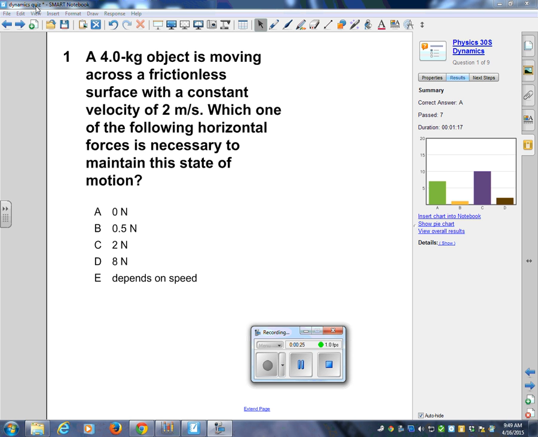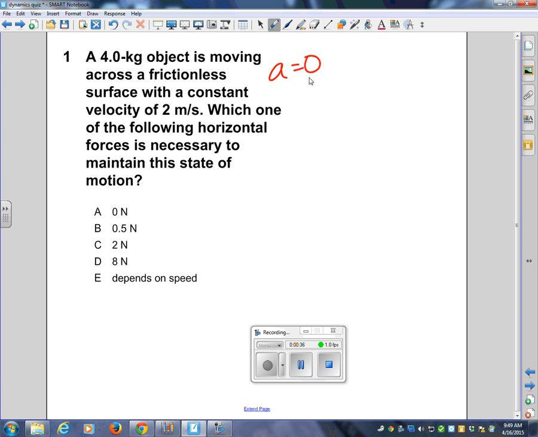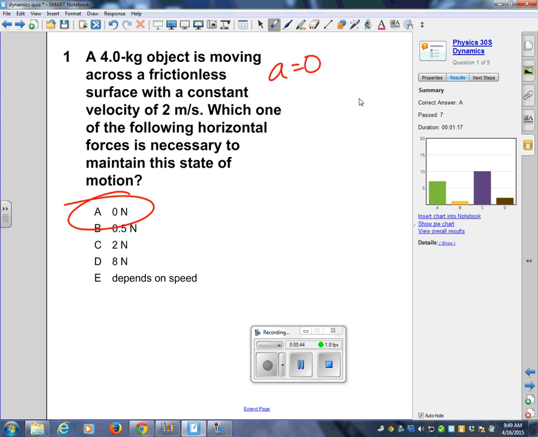Okay, so here we go. A 4 kilogram object is moving across a frictionless surface with a constant velocity of 2 meters per second. What does that say? The acceleration is 0. Constant velocity. Which one of the following horizontal forces is necessary? And the answer is 0, because Newton said an object in motion stays in motion. Nowhere in here does it say 2 newtons. This says 2 meters per second. Units matter. Meters per second are not equivalent to newtons. The correct answer is 0. Objects in motion stay in motion.